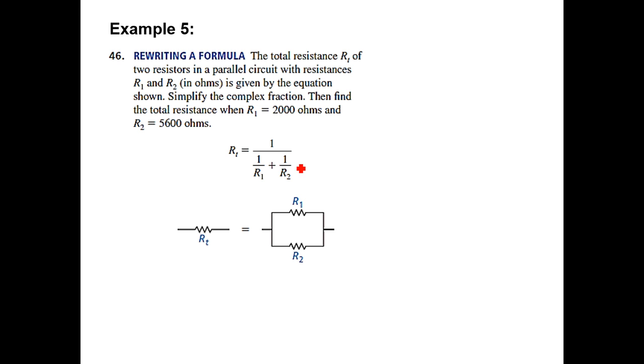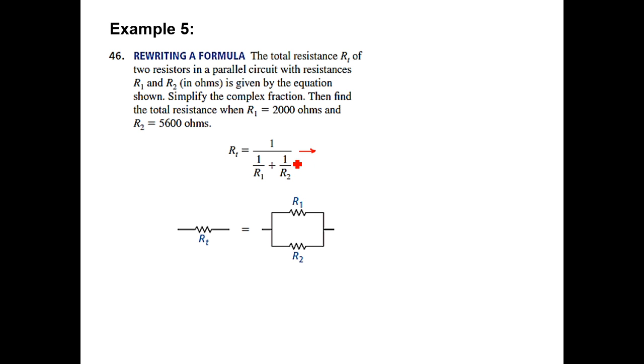And our final example, a word problem here, we have a formula here for the total resistance of two resistors in a parallel circuit is given by this equation. Simplify the complex fraction, then find the total resistance when R1 is 2000 and R2 is 5600. Now obviously, if we were just tasked with the second part, we could plug in our 2000 and our 5600 and just let a calculator do the work. But you can see this is kind of a complicated formula even to type something into a calculator with.